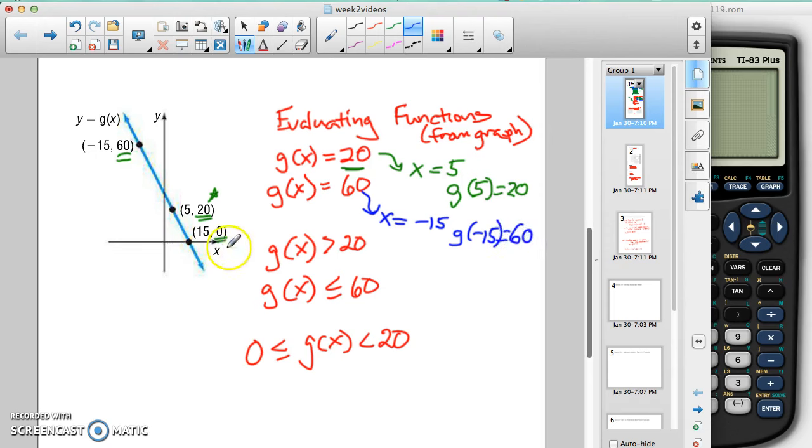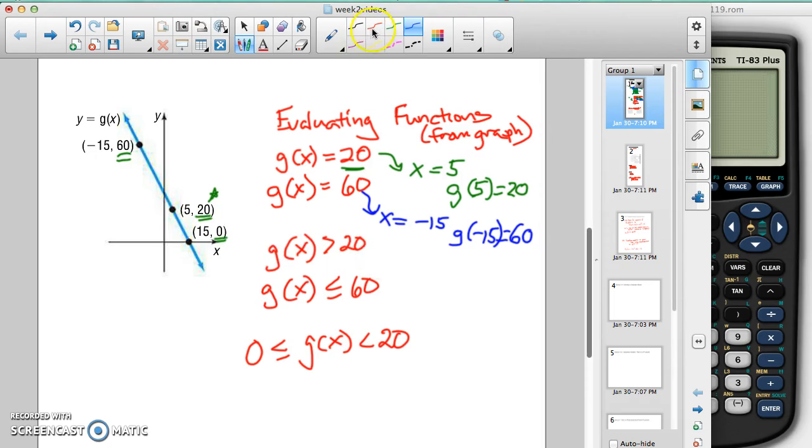Now, we also have statements in the book where they're going to ask us for inequalities. So we're going to be asked for when it's greater than a value. If it's greater than a value, that means the y value has to be higher. That means we're going along the y-axis, or the g of x, higher than 20. This says greater than 20, so it's going to be every value that's going to be greater than 5 here. Or actually, in this case, it's going to be all the values less than 5, because all of these numbers are greater than 20, but all of our x numbers are going to be less than 5.